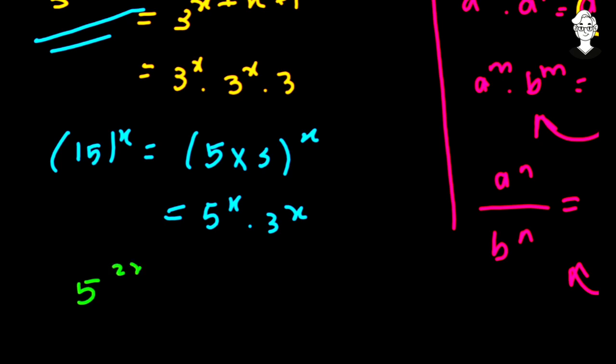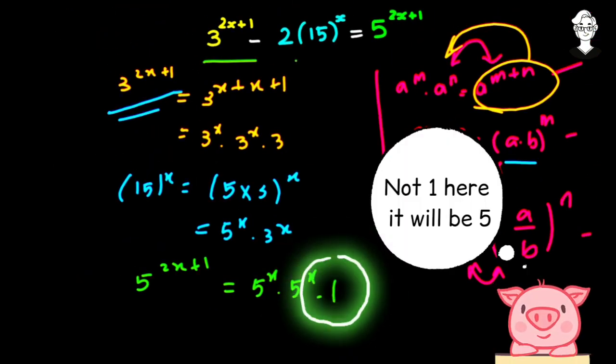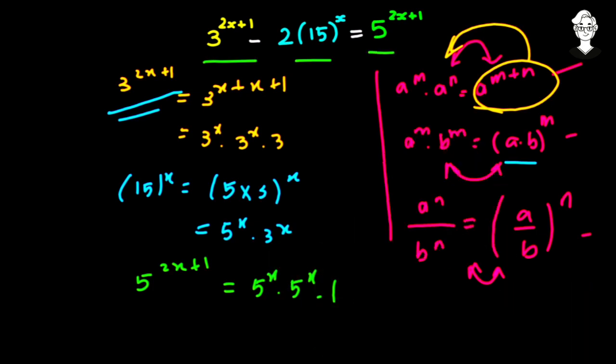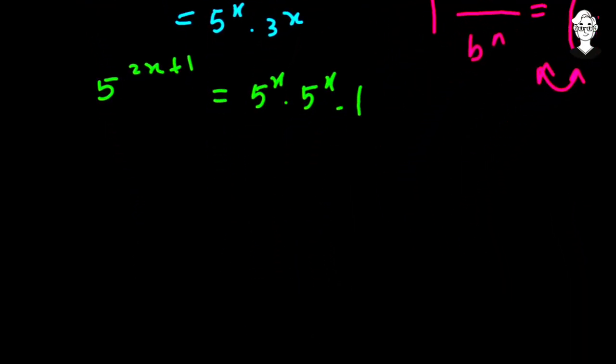So 5 to the power 2x plus 1 would form as 5 to the power x into 5 to the power x into 5. So we have simplified this, but we have to find the value of x. So first of all, putting these simplified values in the equation.